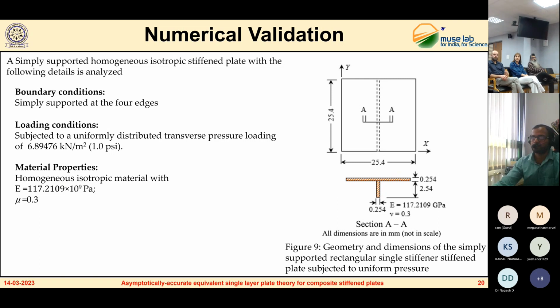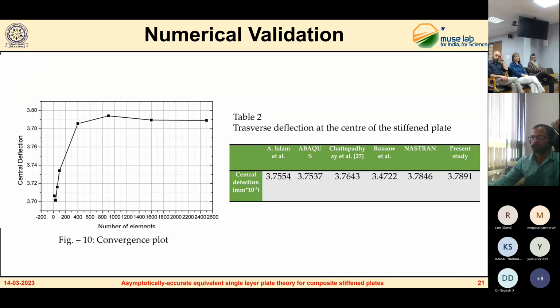So here are the results. First, we have done the convergence study of the analysis using the developed code. We can see that the results are converging very rapidly, and we can compare the center deflection of the plate with the result available in the literature. We can see that there is very good agreement in the result that we have obtained using the present approach.